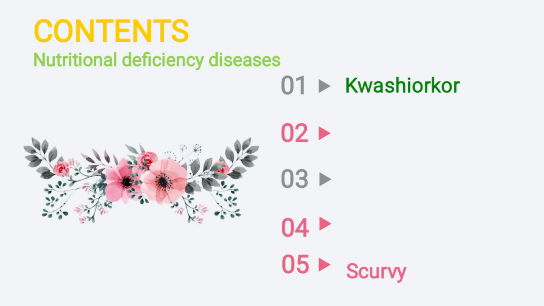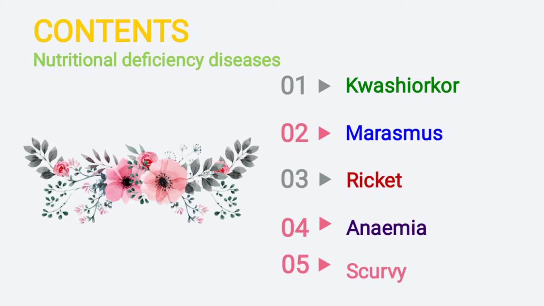Now, the content that we're going to talk about is nutritional deficiency diseases. You have to identify or define what nutritional deficiency diseases are. These are diseases which come about when one has a shortage of a certain food nutrient. Examples of those diseases are Kwashiorkor, Marasmus, Rickets, Anemia, and Scurvy.